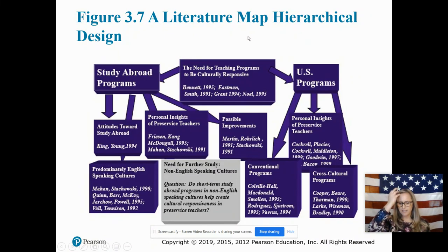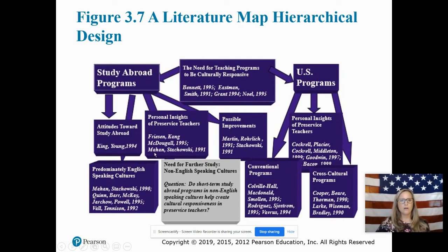So this is a literature map example. Your book talked about doing a literature map to be able to quickly plug in your literature and where they fit in those key themes. This is on page 95 in your textbook, and at the top it has the topic. Let's say our topic is the need for teaching programs to be culturally responsive. Here are your two programs: study abroad programs and US programs.